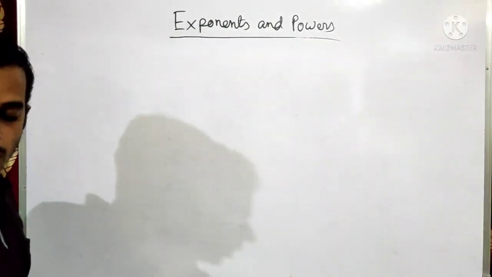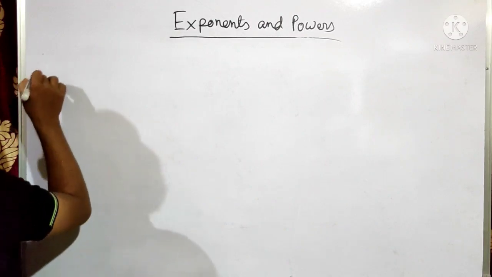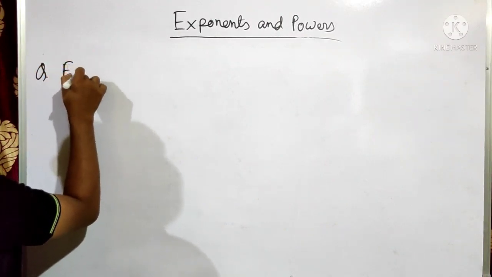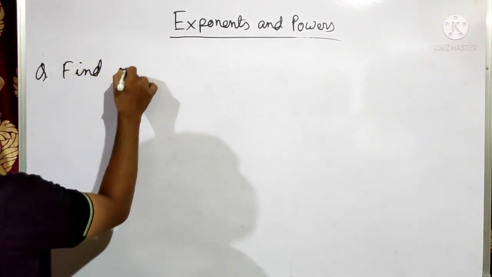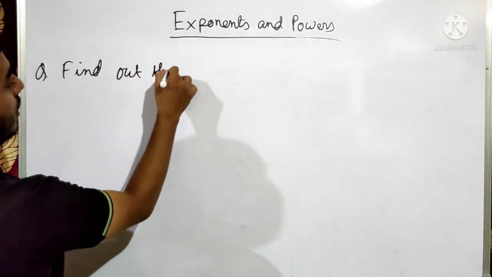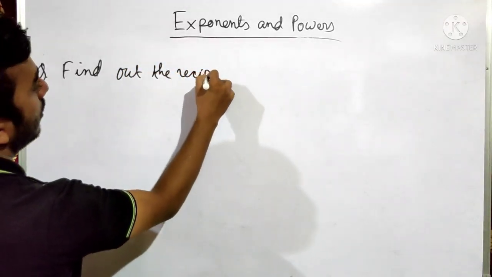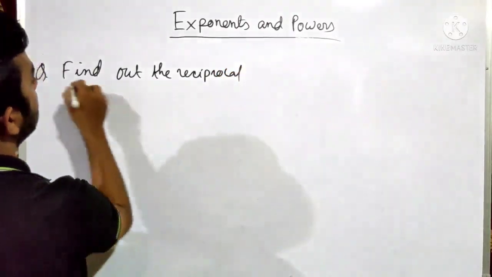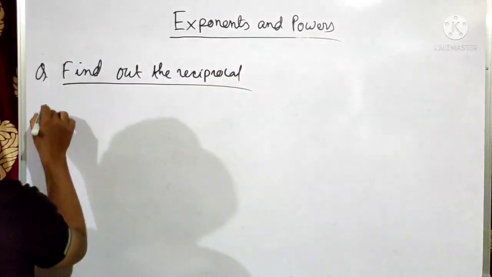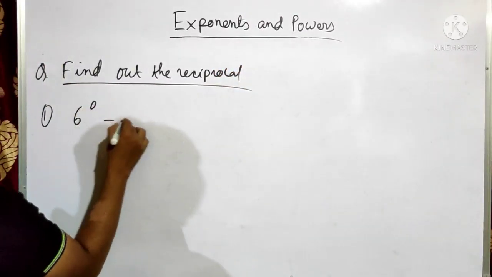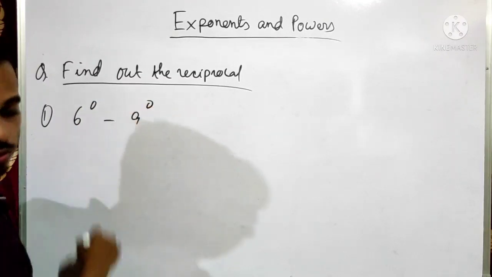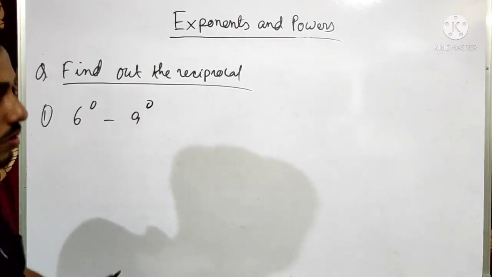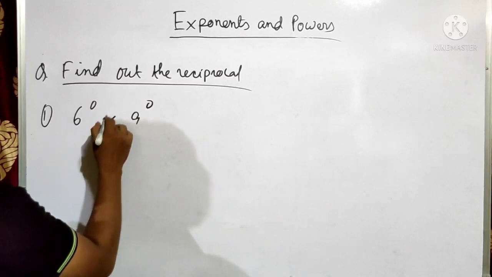So the question is: find out the reciprocal. Number 1: 6 to the power 0 into 9 to the power 0. Sorry, not minus, it is 6 to the power 0 into 9 to the power 0.